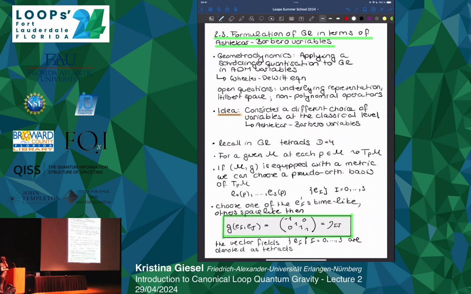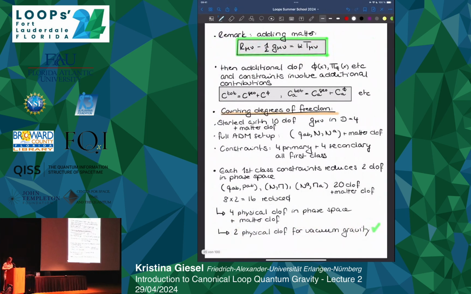Okay, now we have these equations of motion for the ADM metric and its momenta, and as we said, we can combine them to a second order equation. You could basically use that setup and try to apply a canonical quantization. And people have done this. You can write down a quantization in terms of ADM variables. The problem is that it's rather a formal quantization.